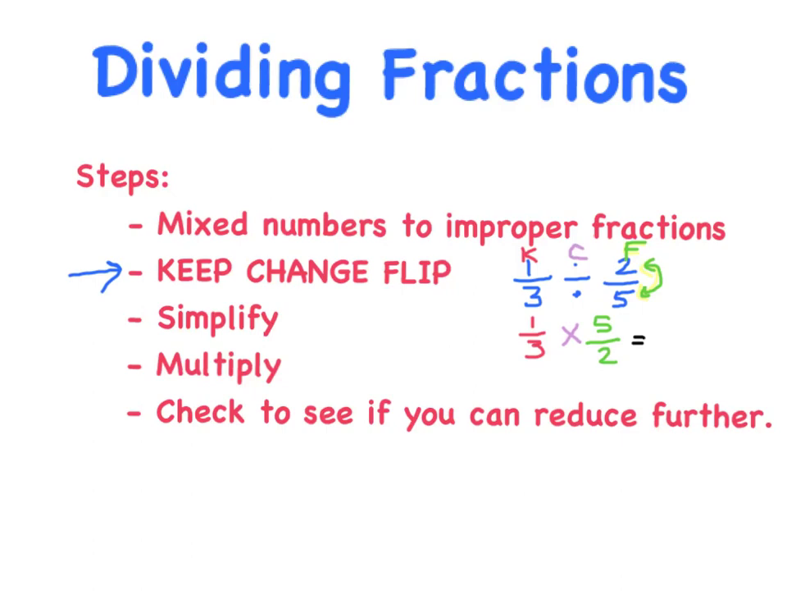So multiplying, 1 times 5 is 5. 3 times 2 is 6. So I have the fraction 5/6 when I multiply. Then the next step is to check to see if I can reduce any further. In this case, 5/6 is fully reduced. So 1/3 divided by 2/5 turns into 1/3 times 5/2 and gives me my final answer of 5/6.